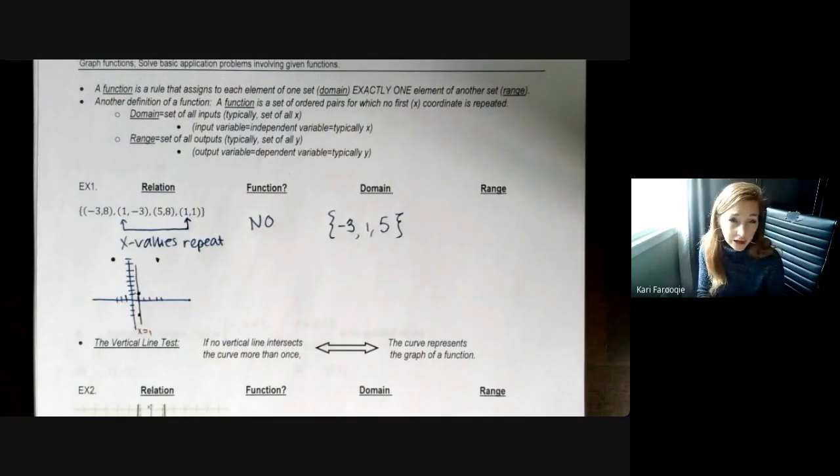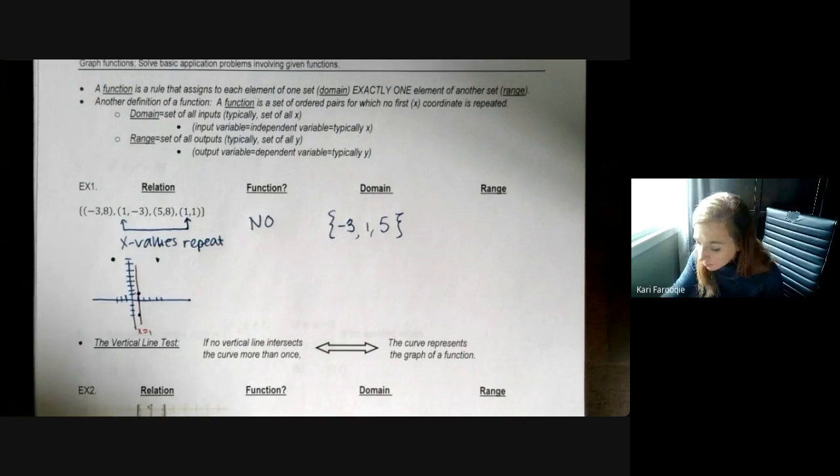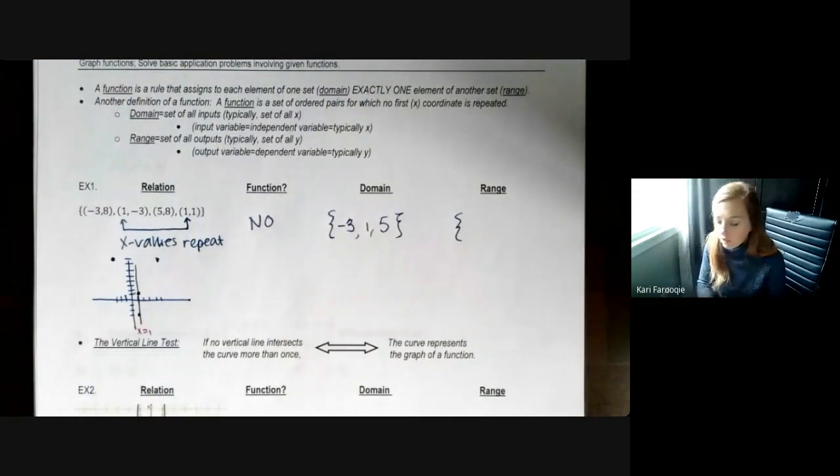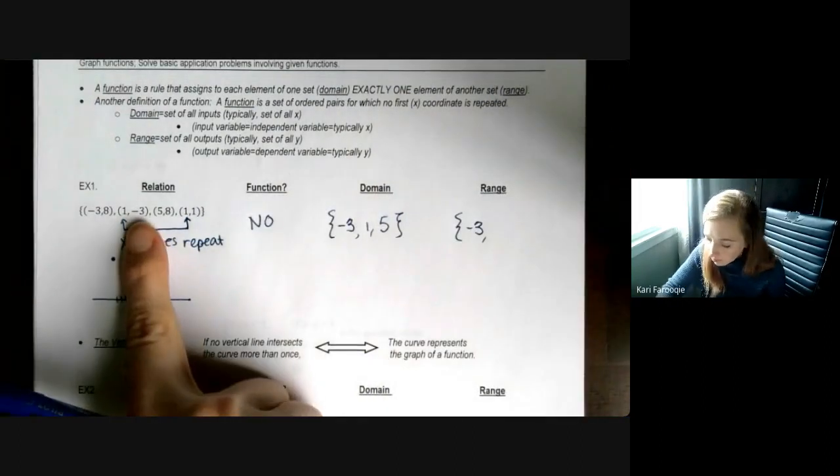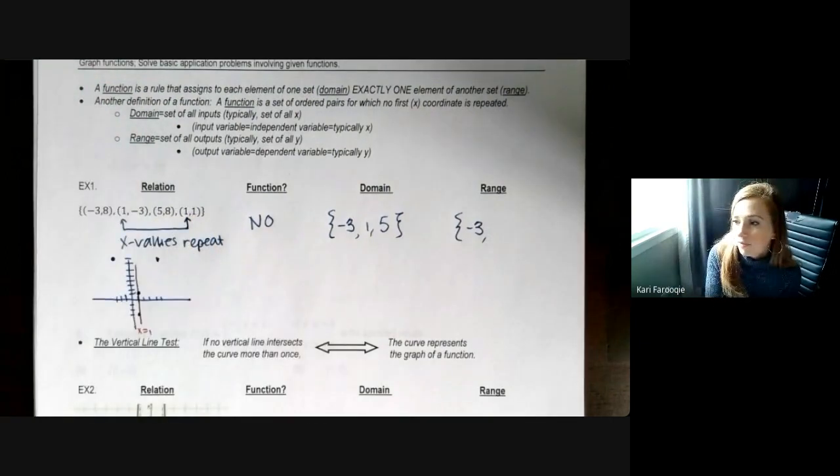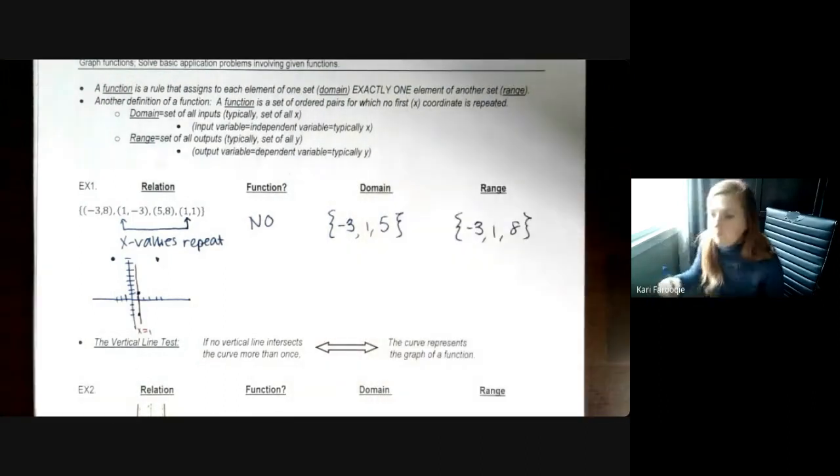The values in the range would be the y values. So I'm going to be looking at the second coordinates here. I also have -3 as my smallest value in the range. So I'm going to do something similar here. I'm going to use set notation. I'm going to start with the smallest value in the range, and then I'm going to go up to the next largest value, which is +1. And then the next one after that would be 8. Okay, so let's see. -3, +1, and 8.